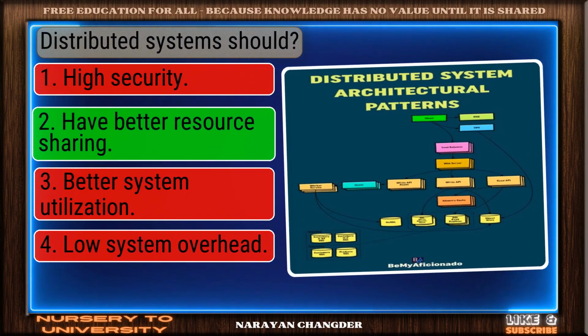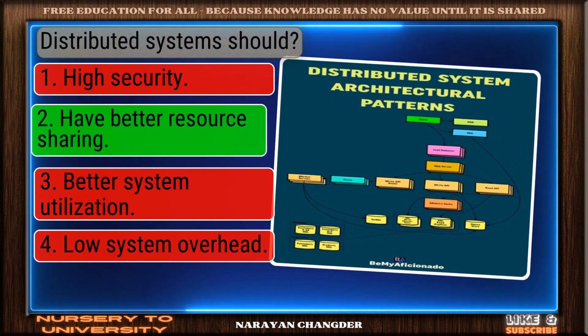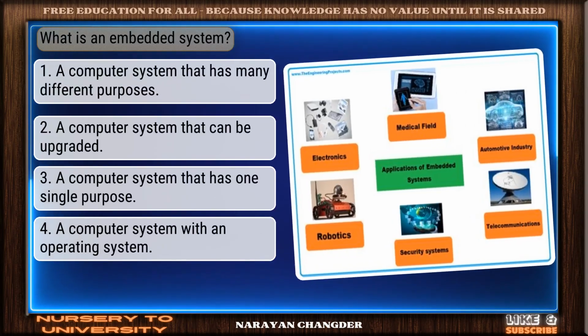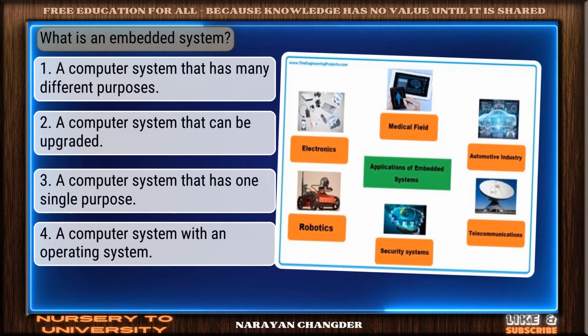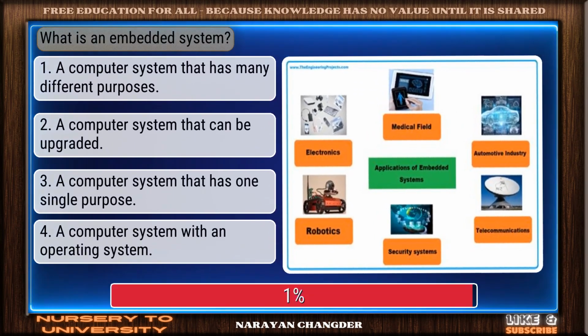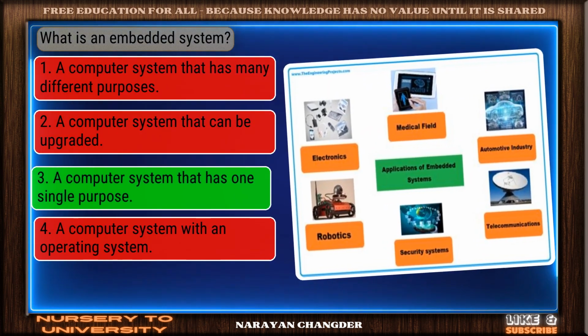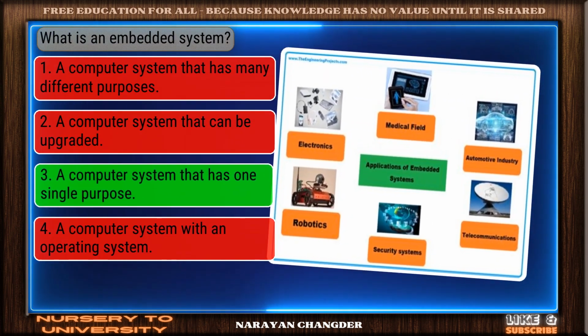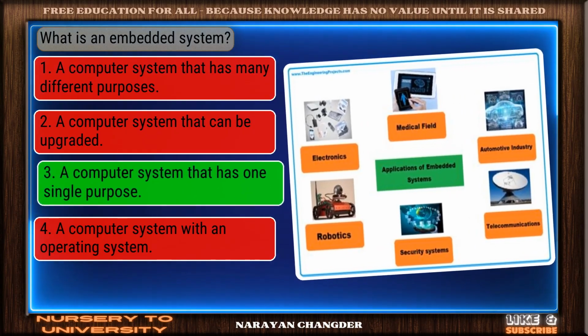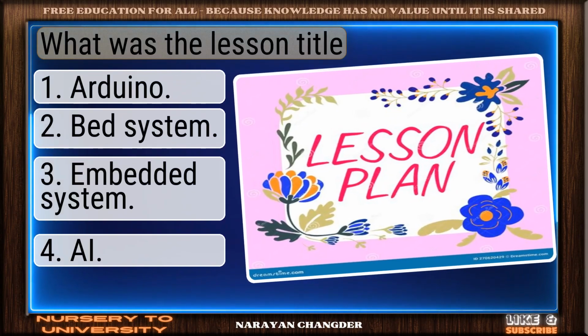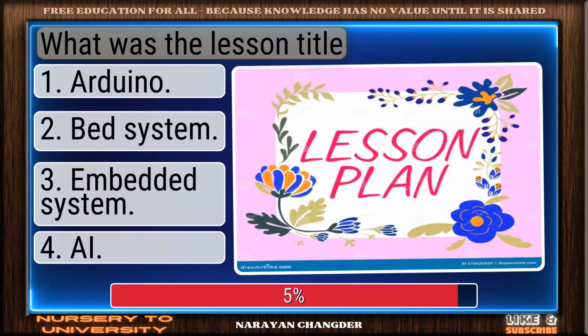Bravo. Have better resource sharing is the answer. Question number 75. What is an embedded system? You chose a computer system that has one single purpose. And it is correct. Question number 76. What was the lesson title?